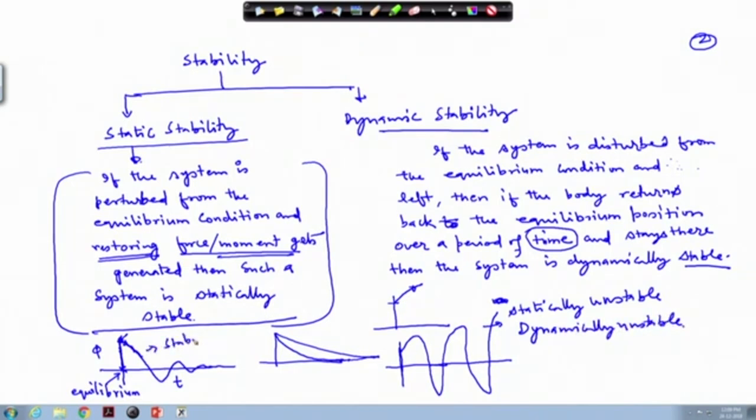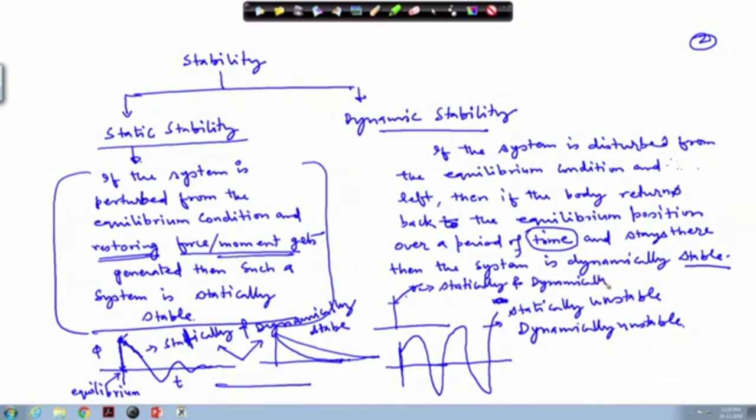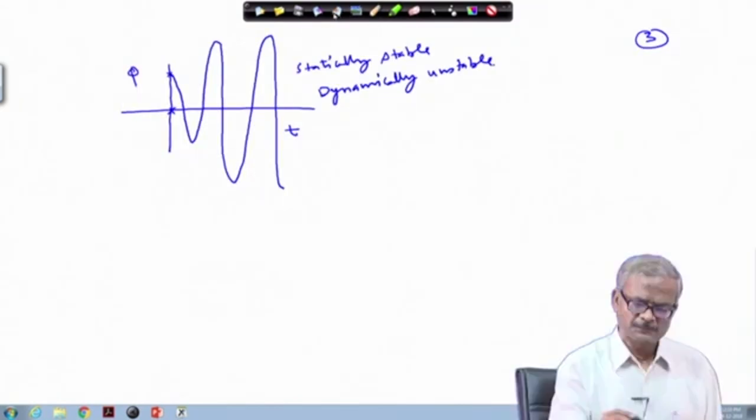This is statically and dynamically stable, both of them. This is both statically unstable and dynamically unstable. Why? Because there is an initial tendency to move away from the equilibrium position. This is the equilibrium position, this we are plotting in time. There is a tendency, and thereafter, as time is involved, it also keeps moving away from the equilibrium position. So this way you can analyze.